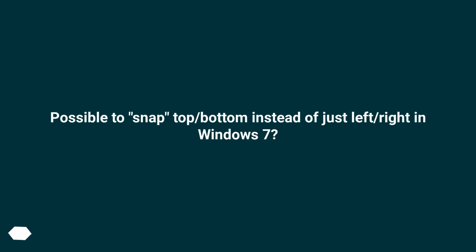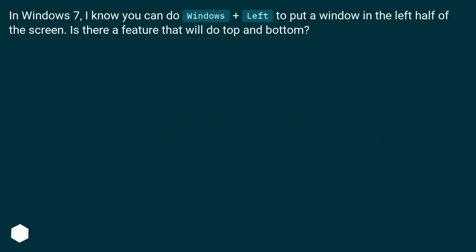Possible to snap top/bottom instead of just left/right in Windows 7. In Windows 7, I know you can do Windows plus left to put a window in the left half of the screen. Is there a feature that will do top and bottom?